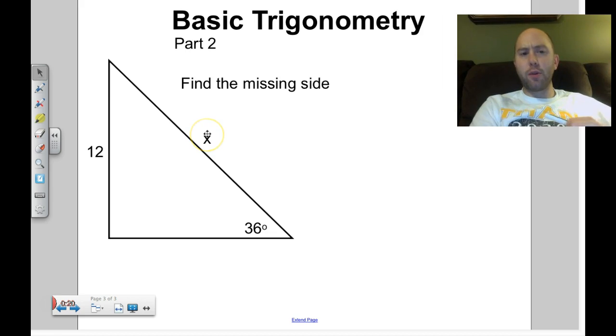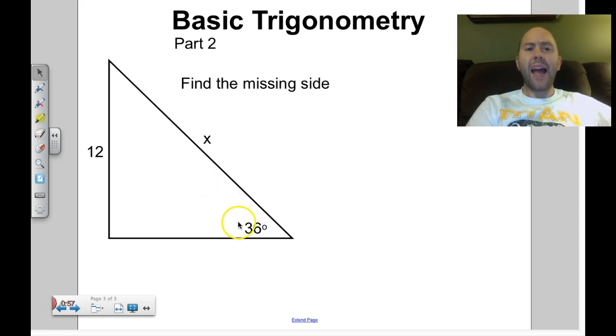Now, we had another problem in the very first example where I was looking for a missing side, and I used Pythagorean theorem. However, that's because I had two of the three sides. In this one, I have a missing side, the hypotenuse. I have this side, and I have this angle. I don't have this side, so I can't use Pythagorean theorem, as I don't have two of the sides. I have a side, I have an angle, and I'm looking for the hypotenuse. So the question is, okay, what do I have to use?